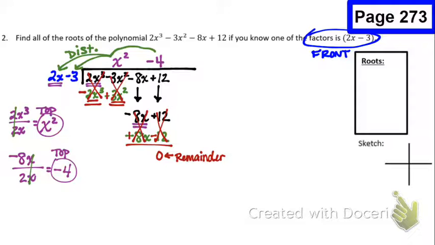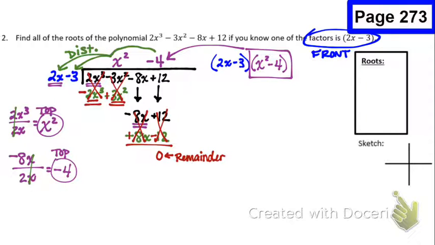So from the beginning, I had 2x minus 3. That's one of the factors. What did I just learn from doing this long division now? X squared minus 4. That came from what's up on top. That's part of the factors here, but I need to finish factoring that so that I know where my x-intercepts are.